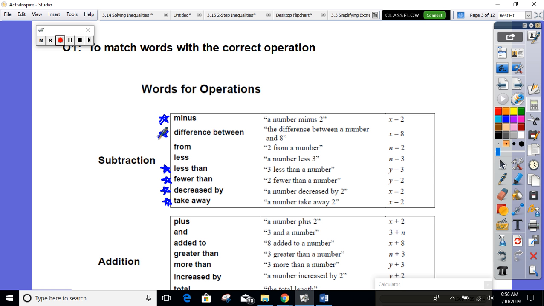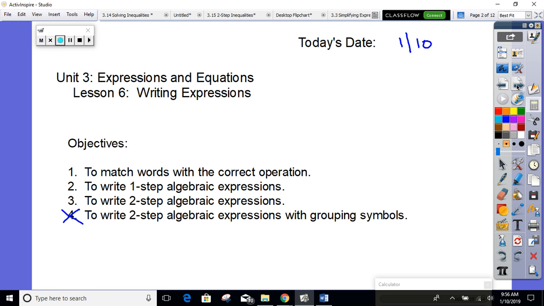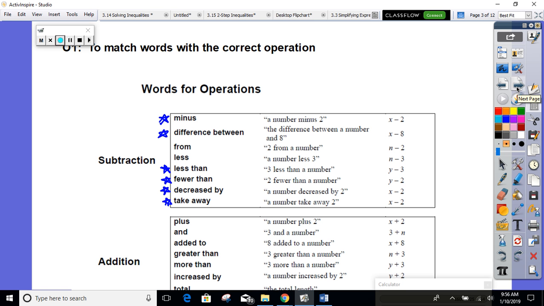Okay, for addition, let's look back at our warm-up a second. David, you did the first one. What word in there told you to add? It said 3 more than. Okay, so he had 3 more than Arnold. So if we go to our list, that's right here, more than. More than tells us to add.